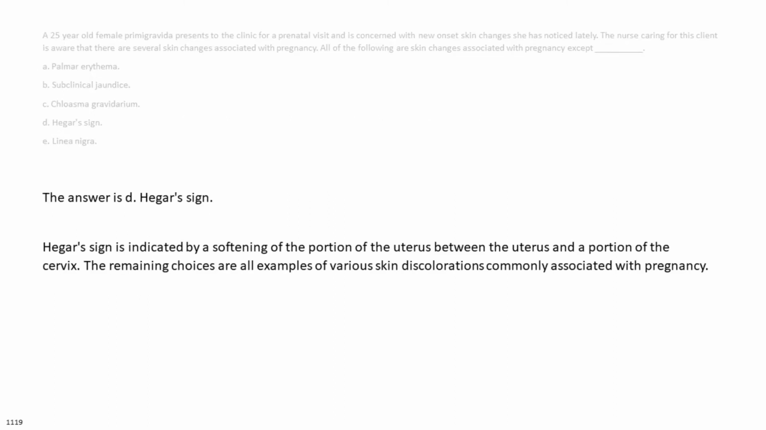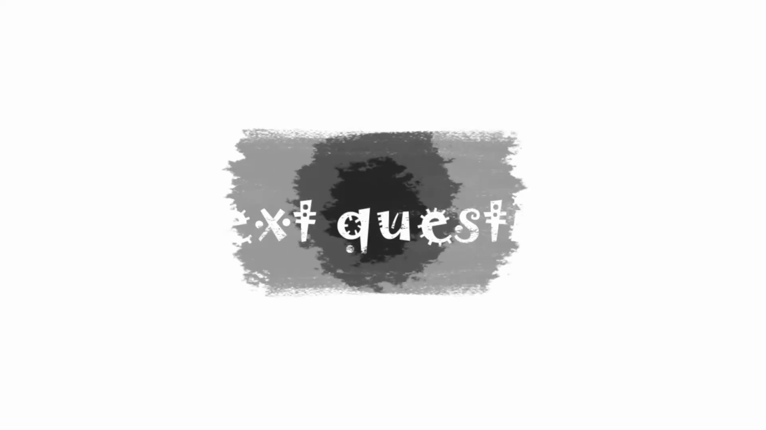The answer is D. Heger's sign. Heger's sign is indicated by a softening of the portion of the uterus between the uterus and the cervix. The remaining choices are all examples of various skin discolorations commonly associated with pregnancy.